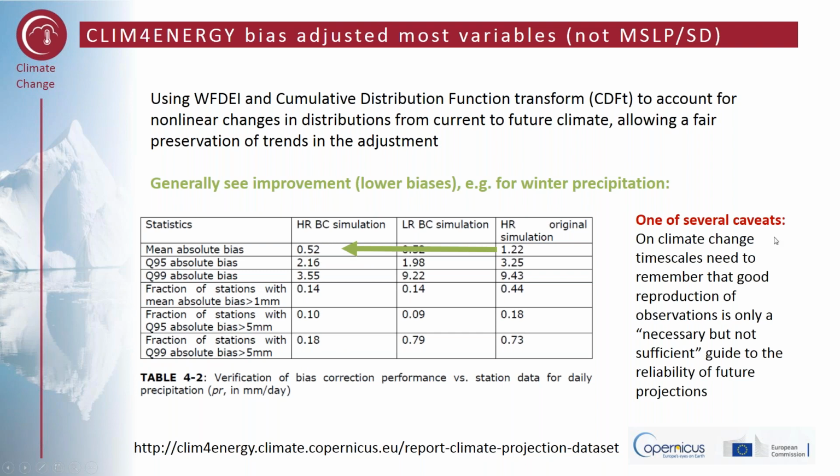So, okay, but one caveat I need to make now is that on these climate change projection timescales, we're essentially talking about unverifiable timescales. So we refer to the good reproduction of observations by the models as being a necessary but not a sufficient guide to the reliability of future projections. If the models miss a feedback process, for example, that's important in future climate, then the projections won't necessarily be reliable.